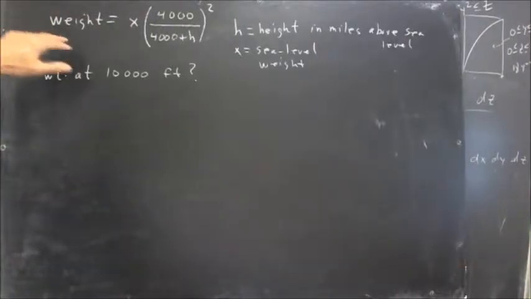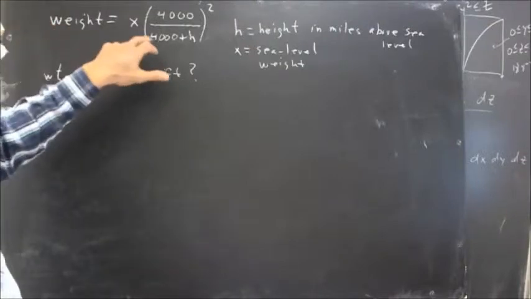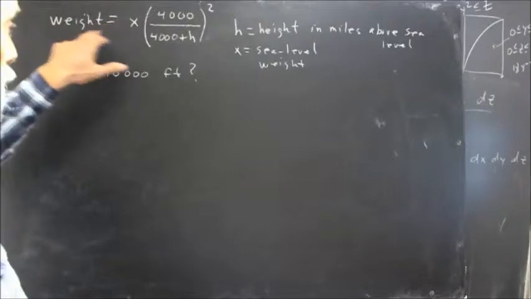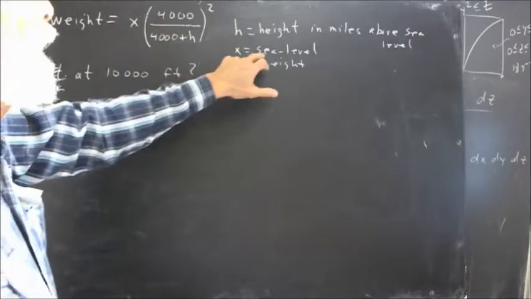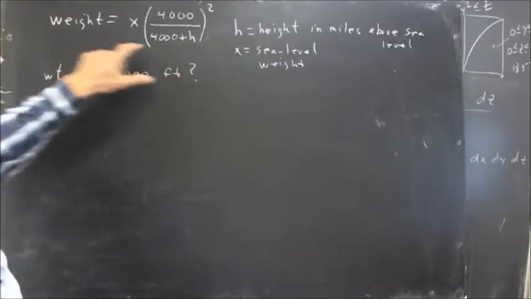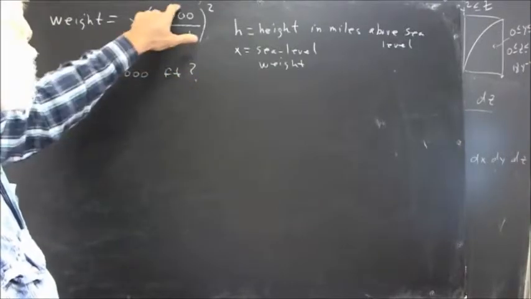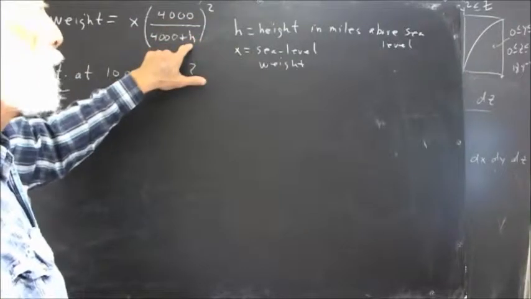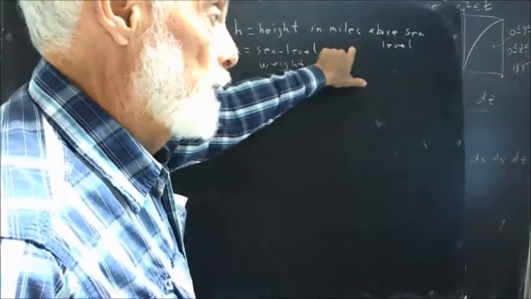Okay, third problem. We have a function that gives us the weight as a function of height, where the weight equals x, x being your sea level weight, times 4,000 over 4,000 plus h quantity squared, h being height in miles above sea level. So, what's weight at 10,000 feet?